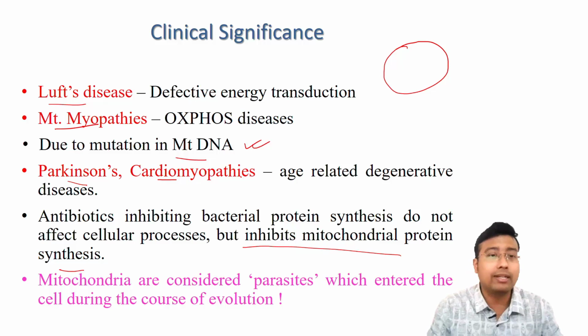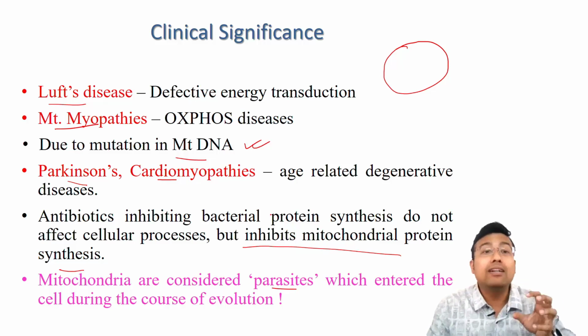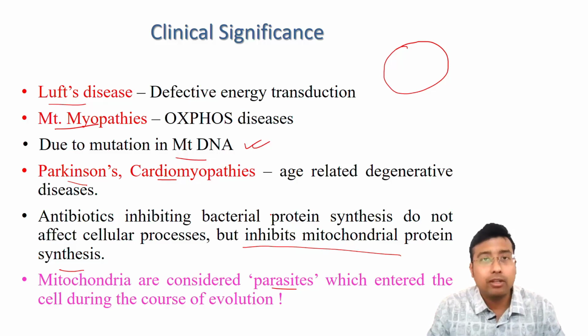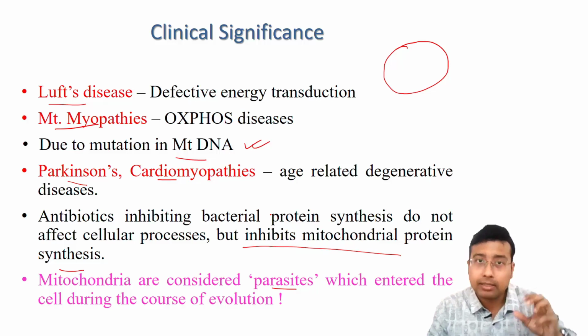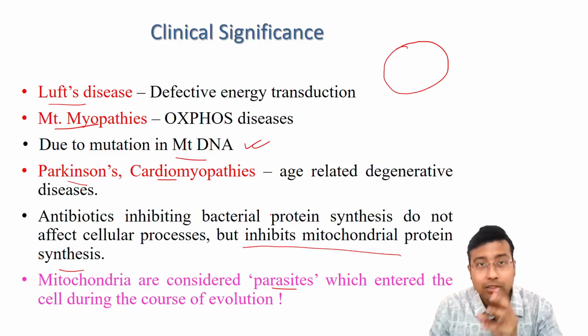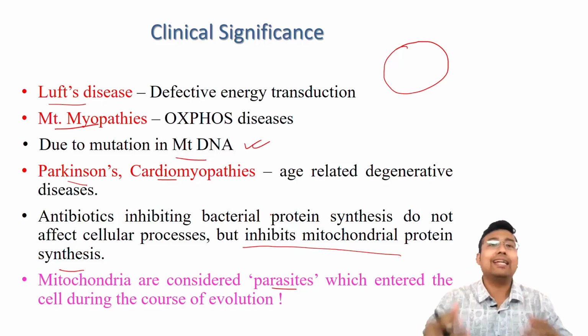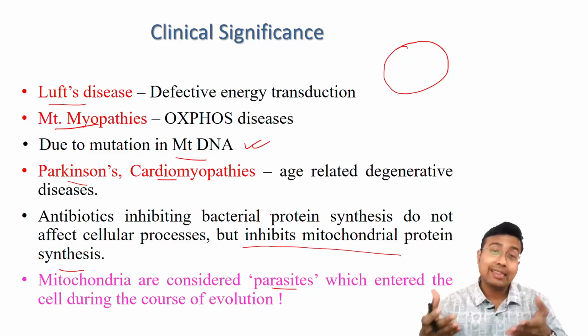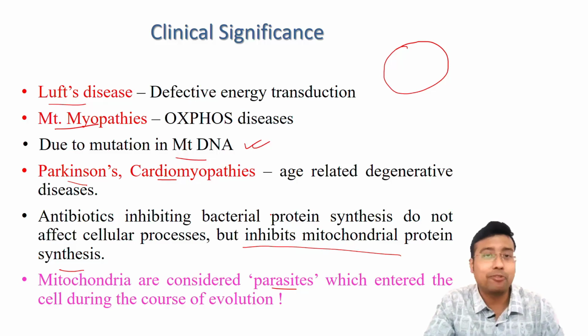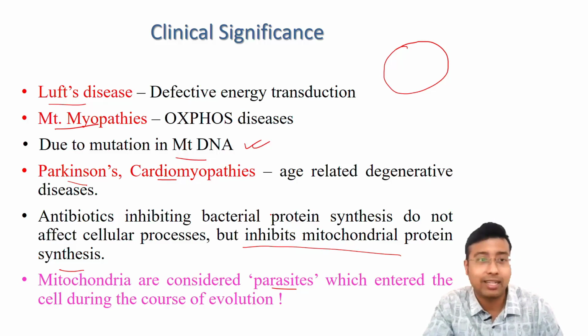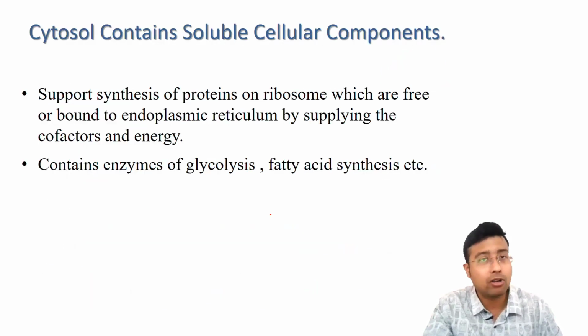So it has been postulated that mitochondria were actually parasites which entered the cell during the course of evolution. A eukaryotic cell originally didn't have this organelle, but somehow it entered the first primitive cell, and then it continued to replicate, and it became an integral part of the cell, and it provides the most essential function, that is cell respiration and production of ATP, thus known as the powerhouse of the cell.